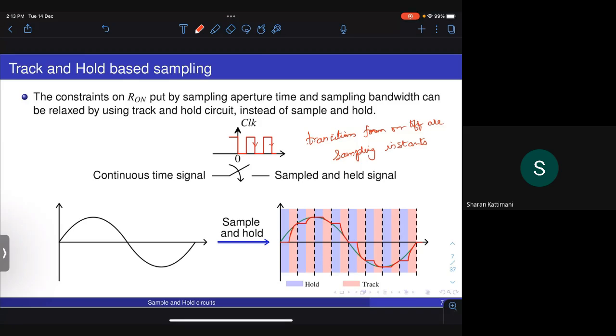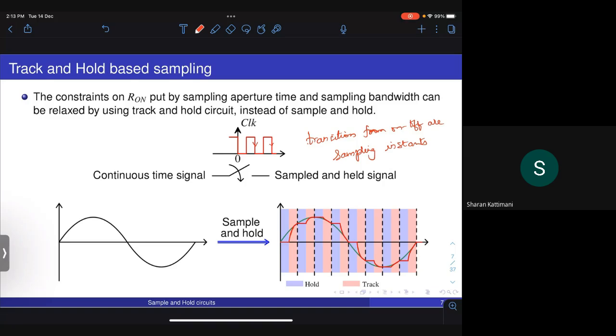Okay, in sample and hold, the sampling instant was at the middle of the small narrow window over which the switch was closed. In track and hold, it's basically when the switch is opening that is the instant when you're taking the sample. It is possible to make a sample and hold using two track and hold circuits in a master slave configuration. Just like how you can make an edge triggered flip flop by using two level triggered latches, similarly you can have this.